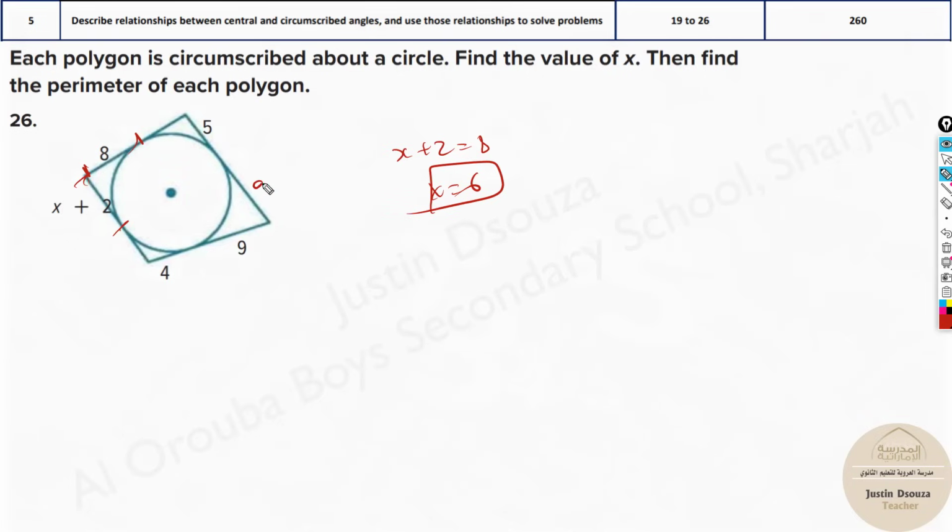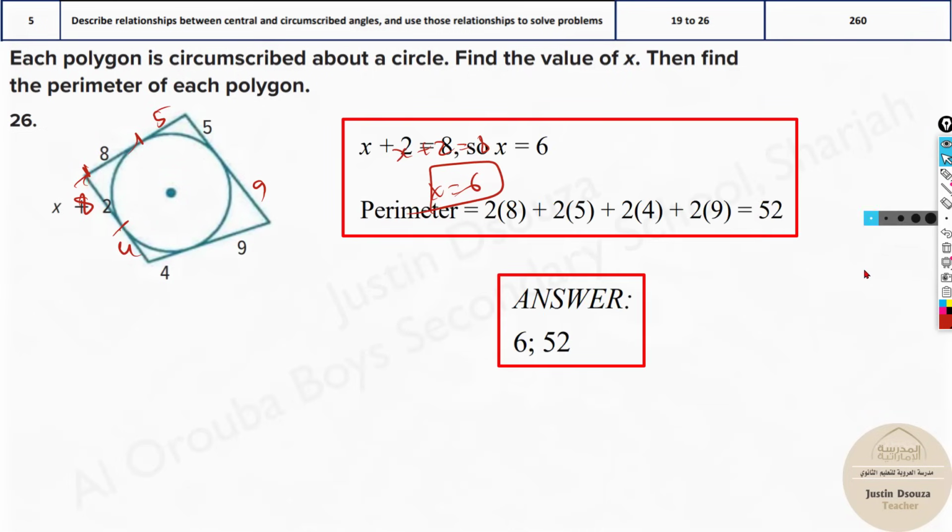Now just add up all these sides. This is 9 and 9, 5 and 5, 8 and 8, 4 and 4. If you add them all up, or you can just do 8 times 2 plus 2 times 4 plus 9 times 2 plus 5 times 5. That will be the answer.